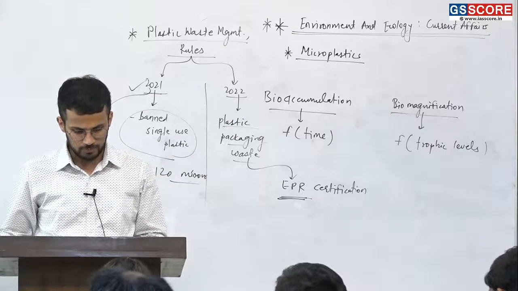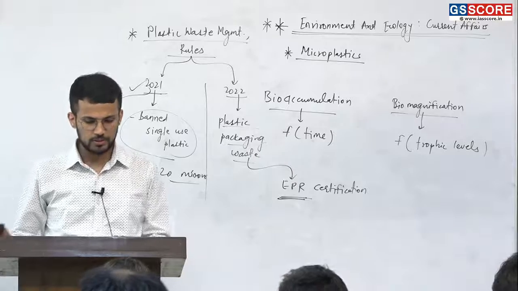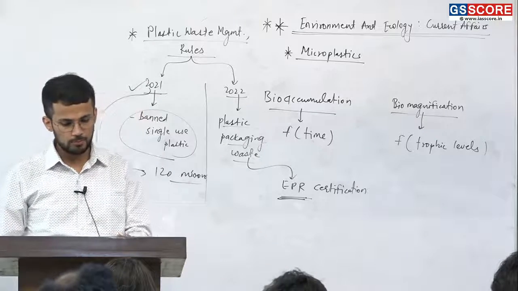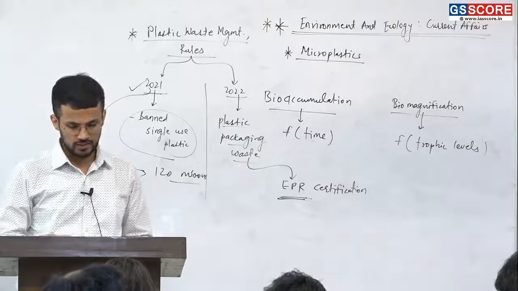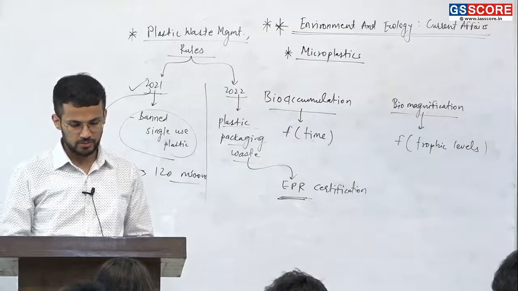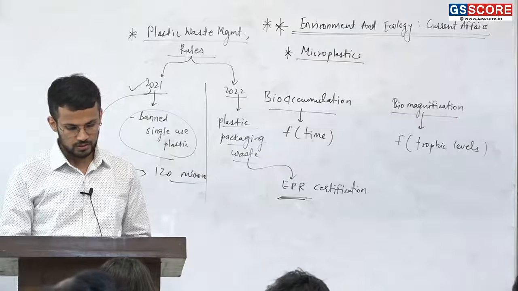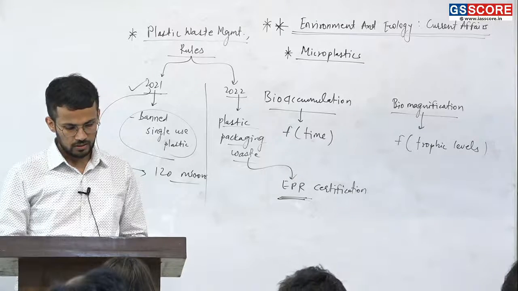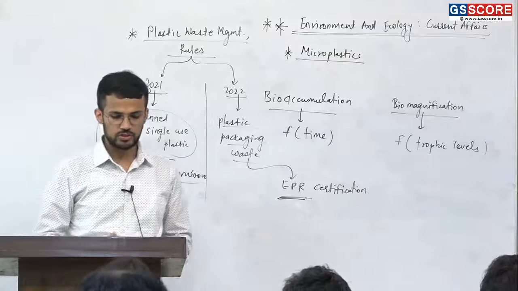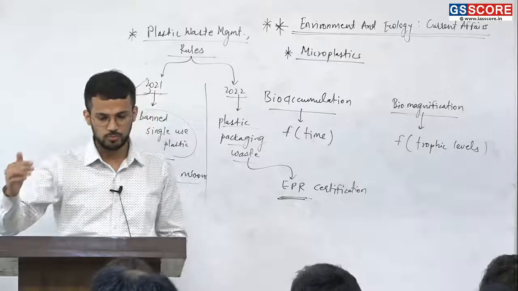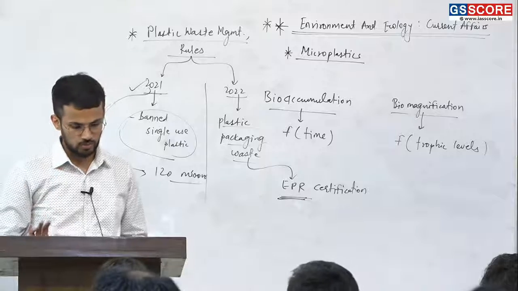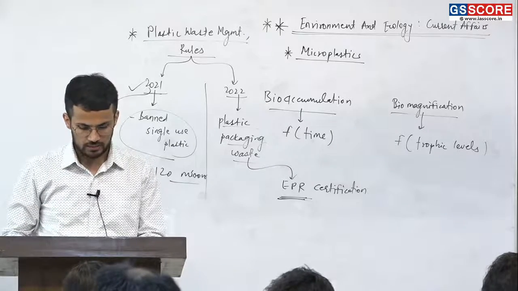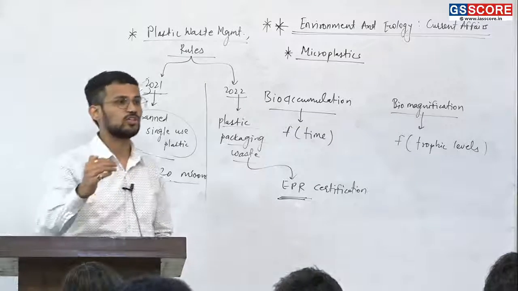Next, forever chemicals. There are some chemicals called per- and polyfluoroalkyl substances, PFAS. They are forever chemicals because they remain in their original form. They just migrate from soil to water and then to air, right? They are not broken down and thus they have a long shelf life.